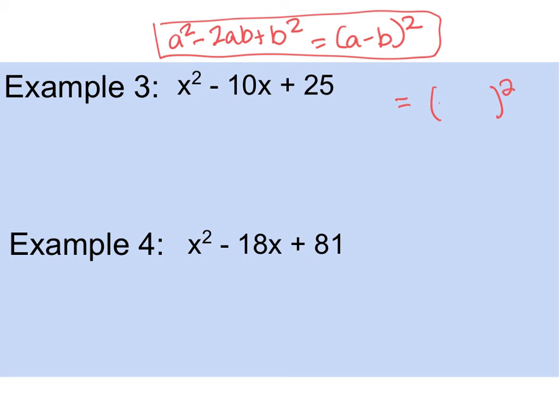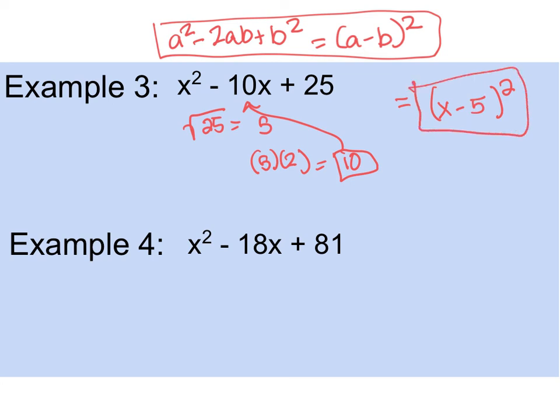Well, we know this is going to be x, and if we take 25 and take the square root of it, we're going to get 5. If we take 5 times 2, we're going to get 10. But alas, it is negative. So thus, this number has to be negative. So this will be x minus 5 squared.